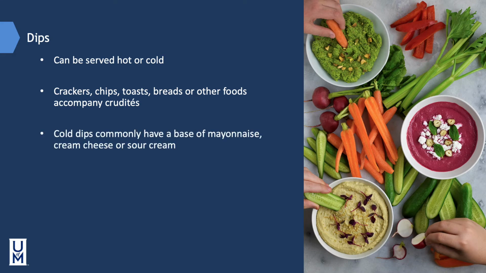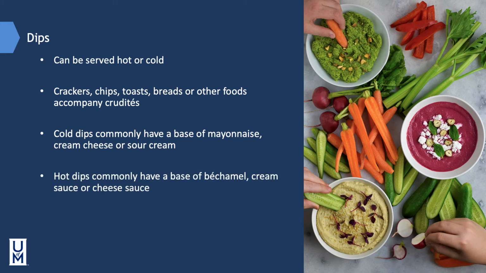Cold dips commonly have the base of mayonnaise, cream cheese, or sour cream, whereas hot dips will typically have the base of a bechamel or a cream sauce or a cheese sauce.